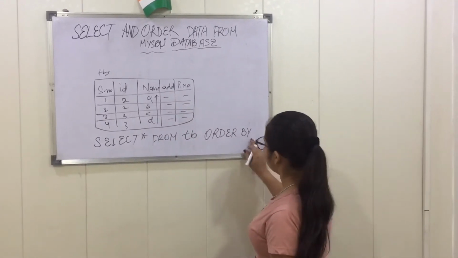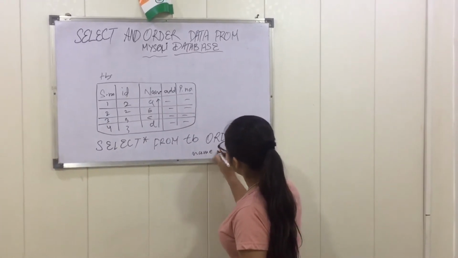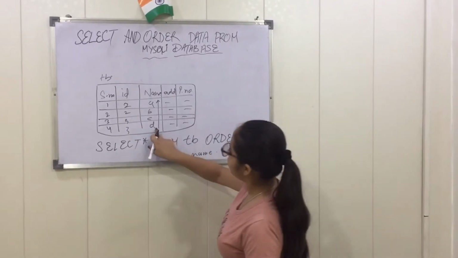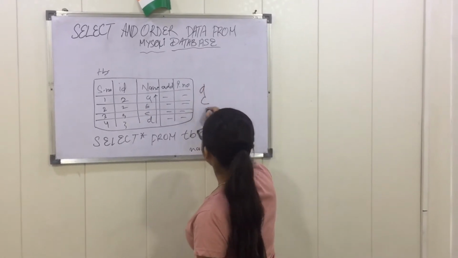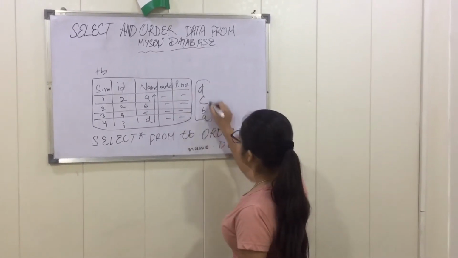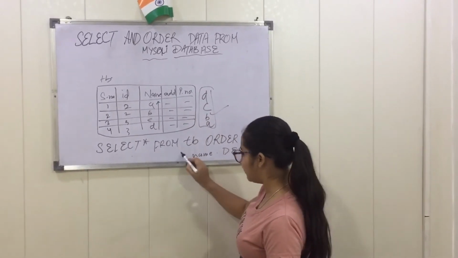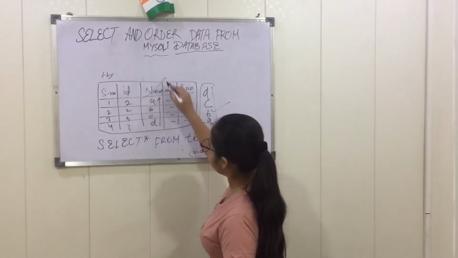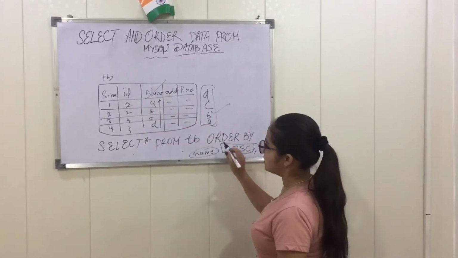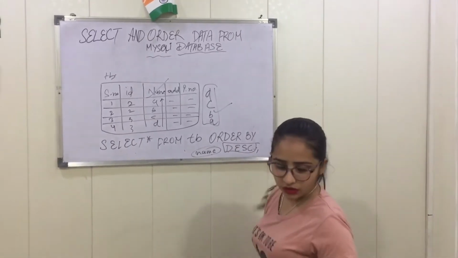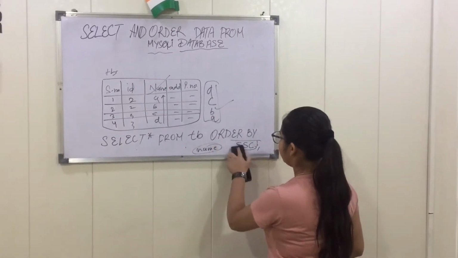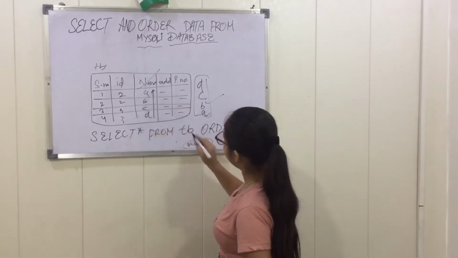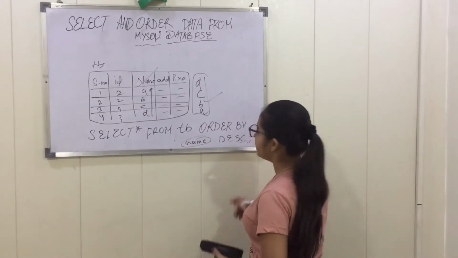I will write here order by name. After that DESC, that is known as descending. So it will be printed as D, C, B and A. So for this format to be printed, we use select from the table name, that is TB. After that order by, and which field is to be used, that is name. After that descending or ascending. Ascending is the default. If we need ascending order, we will not write anything here, so it will be printed the same, that is ABCD. If we need descending, we will write DESC, that is descending.